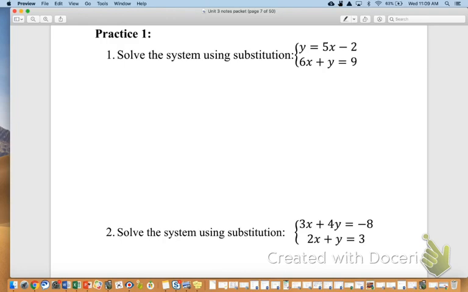Intersection. Noah, what's the solution to a system? The intersection. Good. I just noticed you spacing out. I wanted to make sure you knew it.